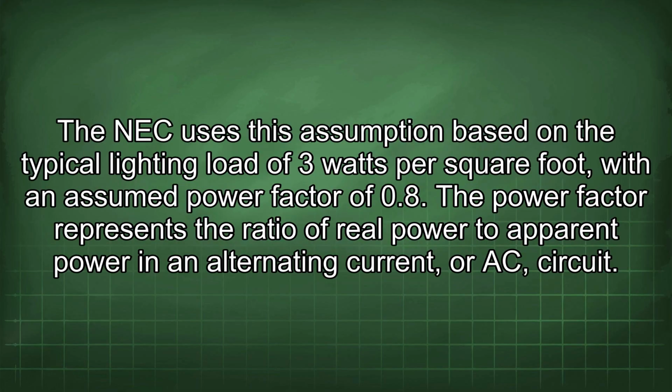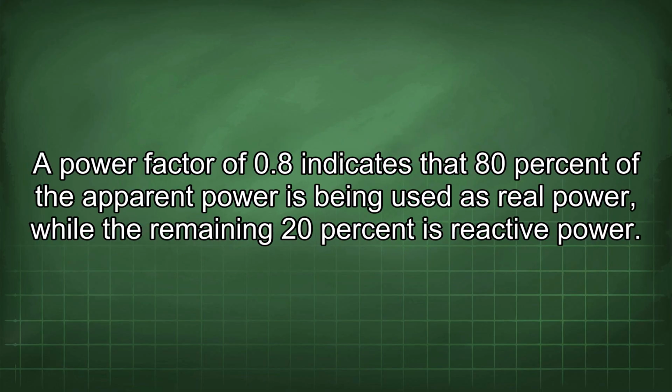The NEC uses this assumption based on the typical lighting load of 3 watts per square foot, with an assumed power factor of 0.8. The power factor represents the ratio of real power to apparent power in an alternating current, or AC, circuit. A power factor of 0.8 indicates that 80% of the apparent power is being used as real power, while the remaining 20% is reactive power.